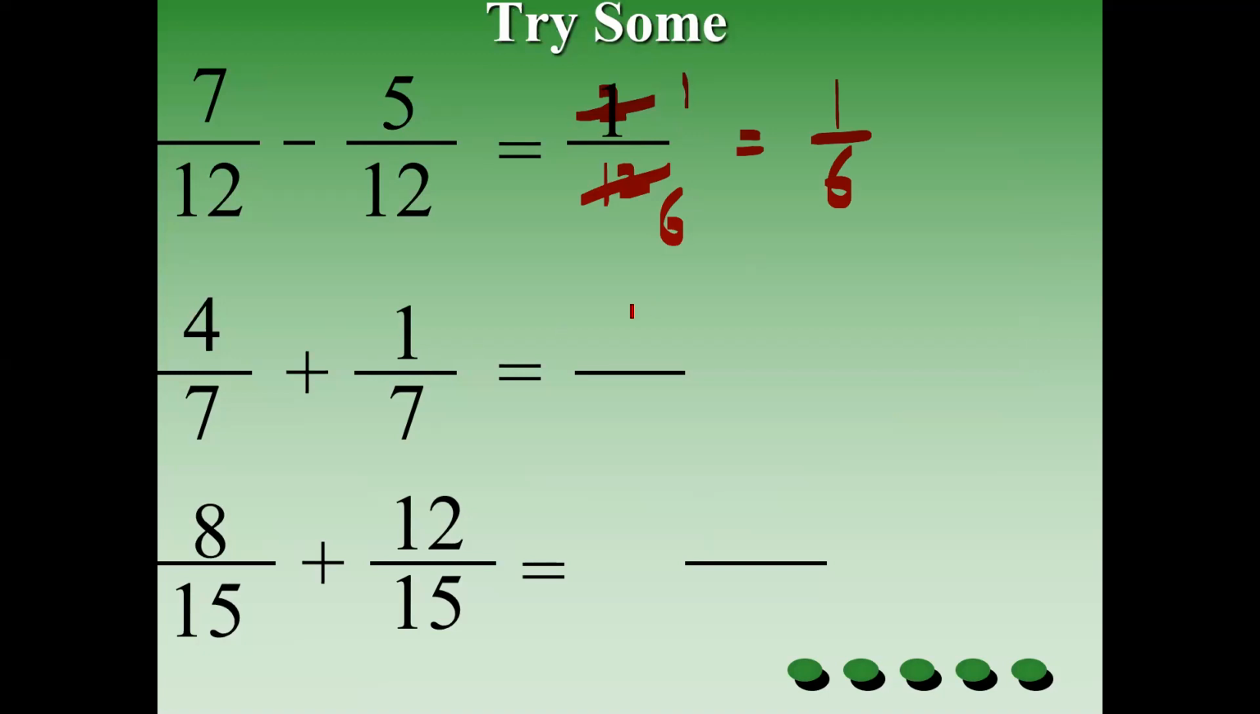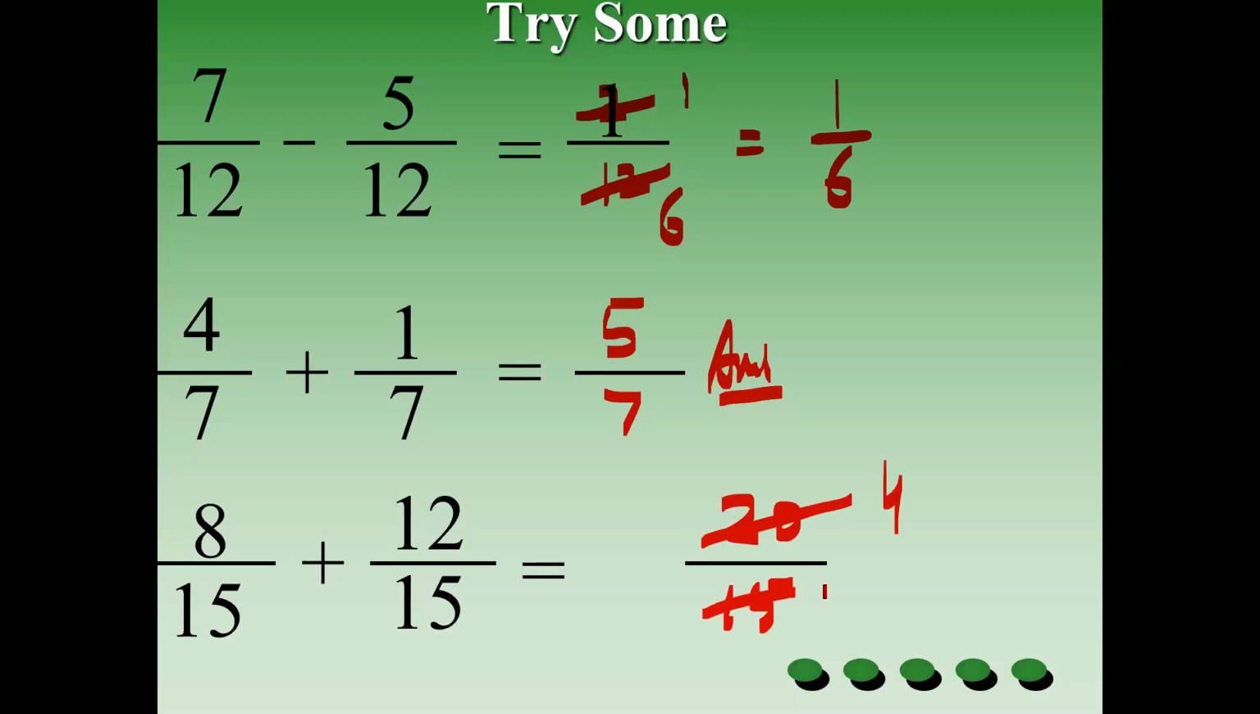4/7 plus 1/7. 5/7. It is plus, you have to add, not subtract. Now 8/15 plus 12/15 is 20/15. Now reduce it by 5. 5 fours are 20, 5 threes are 15. So 4/3. This is the answer.